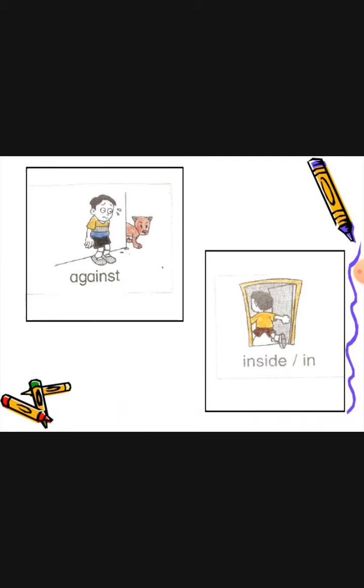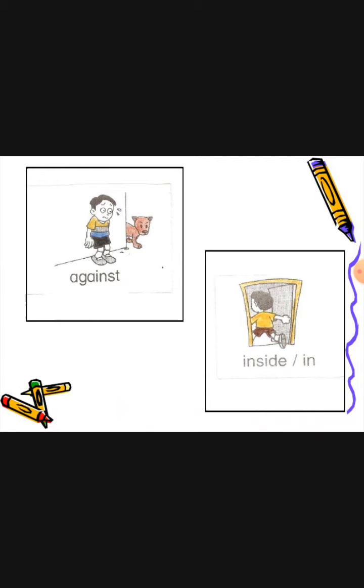Now the next preposition, that is against. The boy is leaning against the wall. It means the boy is taking the support of the wall and touching the upward surface of the wall.